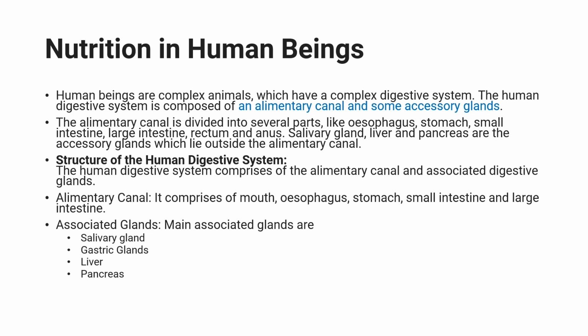So what is the structure of the human digestive system? The human digestive system comprises of alimentary canal and associated digestive glands. Alimentary canal, it comprises of mouth, esophagus, stomach, small intestine and large intestine. And what are the associated glands? Main associated glands are salivary glands, gastric glands, liver and pancreas.